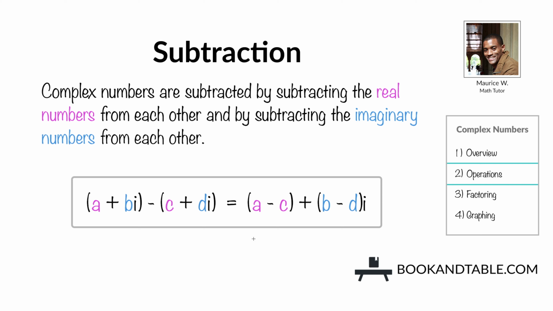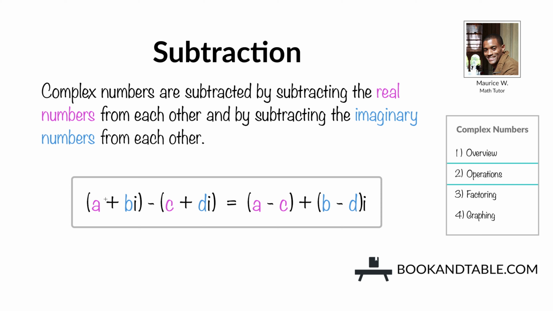Complex numbers are subtracted by subtracting the real numbers from each other and by subtracting the imaginary numbers from each other. So if you had a plus bi minus c plus di, since you are subtracting a term with two parts, you will need to distribute this -1 to each term inside of this complex number, both the real number and the imaginary number. And the result will wind up being -c and -di.